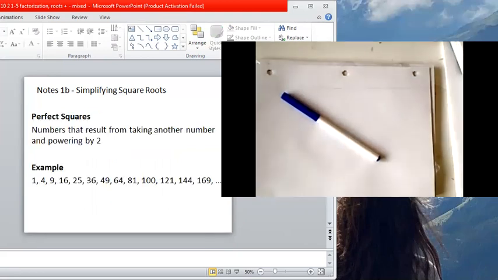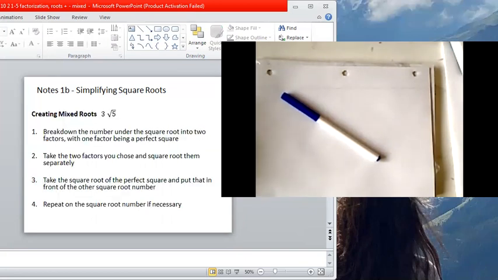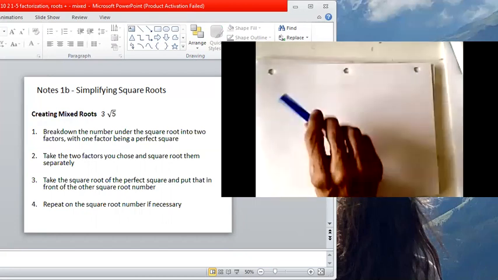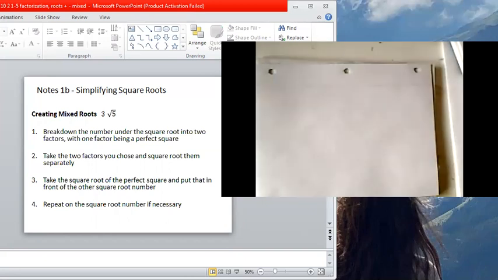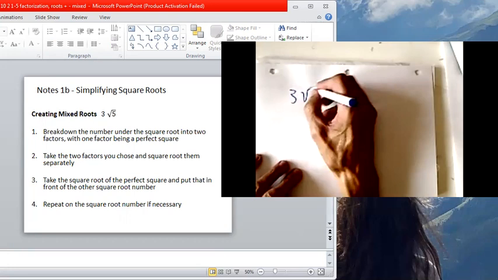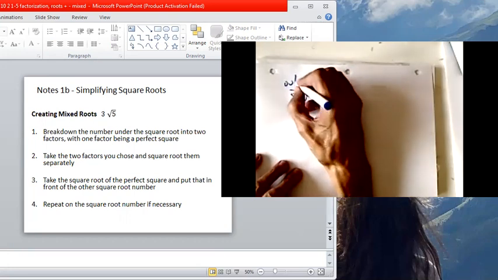Perfect squares we saw, big list there. All right, finally onto the good stuff here. Well, it's all good stuff, but we need this bit here. What we got to do is get answers that look like this. That is, get roots so that there's a number on the outside like the 3, and then there's a number on the inside like the 5.